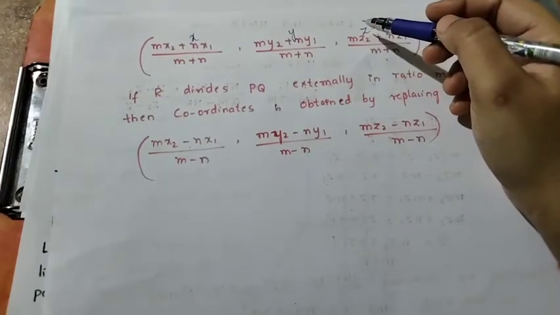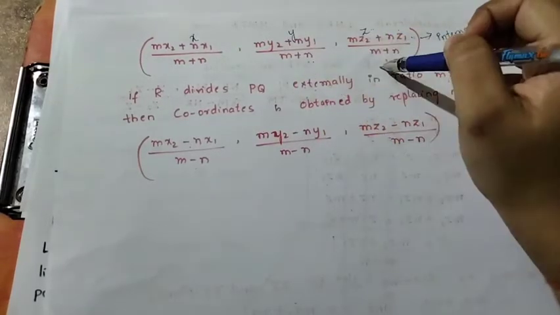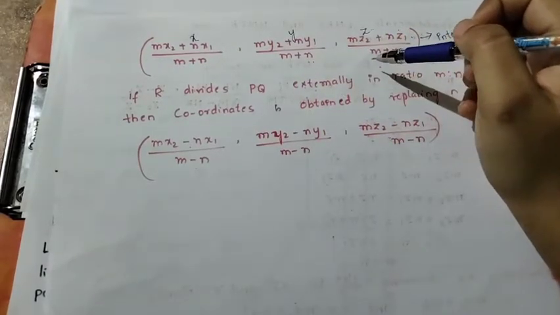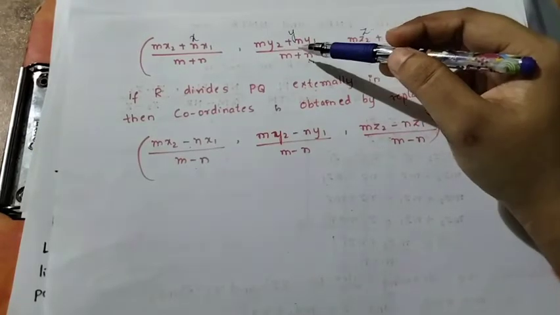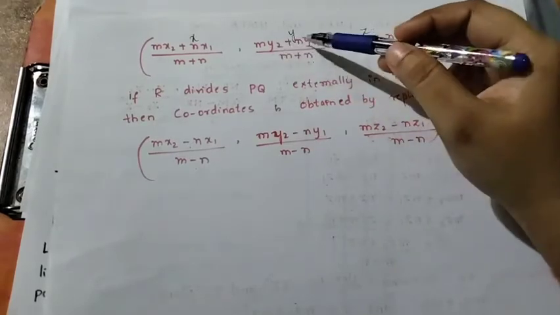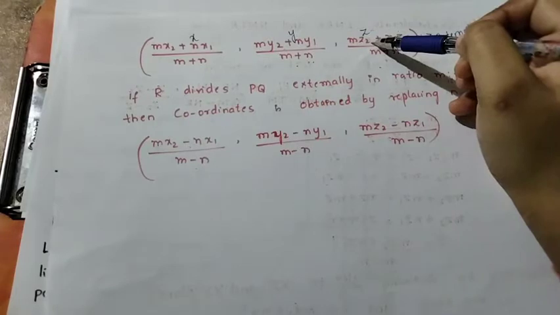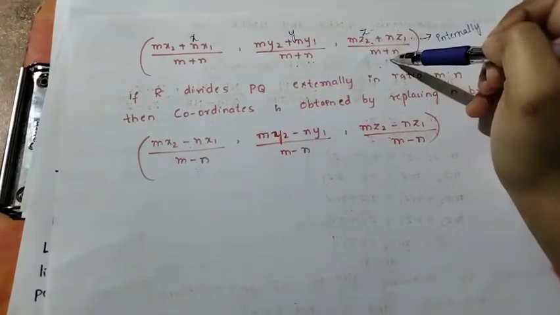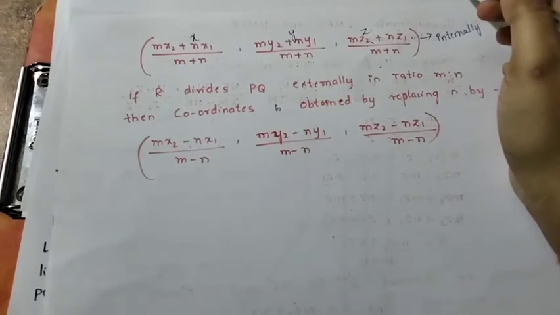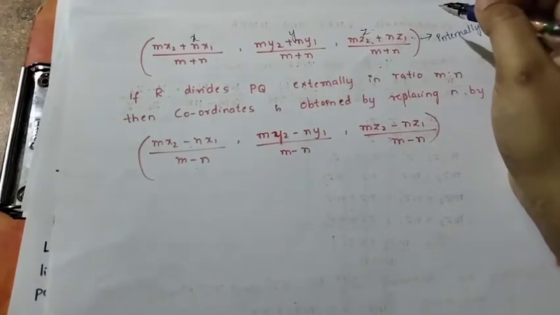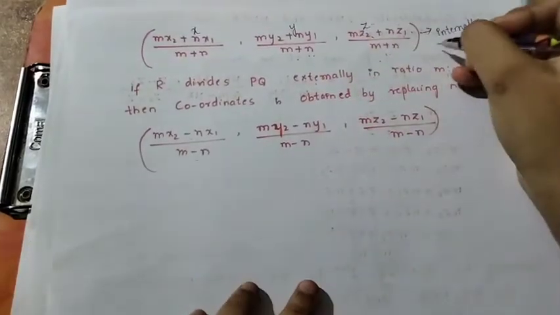So the only important thing here is that you have to remember this formula. To find the x coordinate, it is mx2 plus nx1 divided by m plus n. To find the y coordinate, it is my2 plus ny1 divided by m plus n. To find the z coordinate, it is mz2 plus nz1 divided by m plus n. This is the most important derivation you have in the first year. So remember this formula very well.